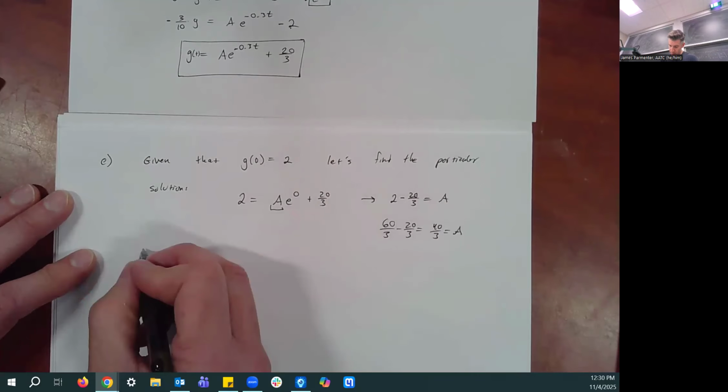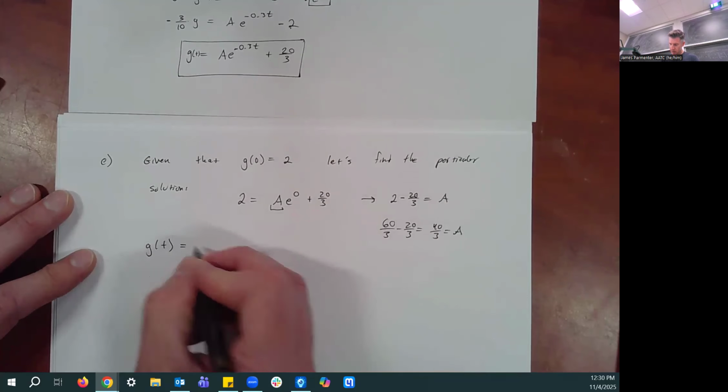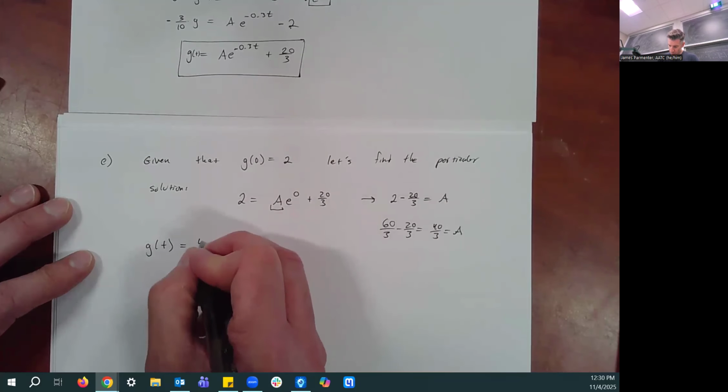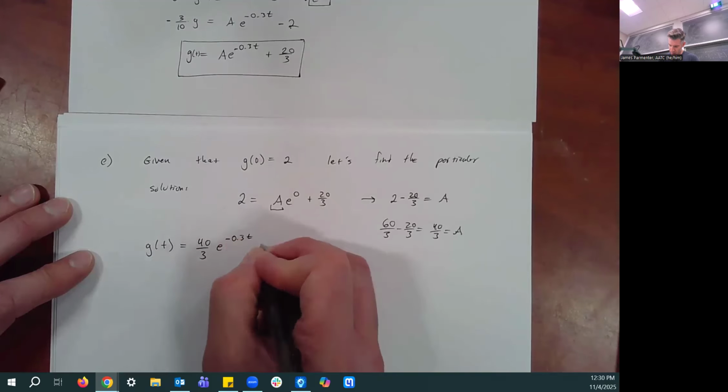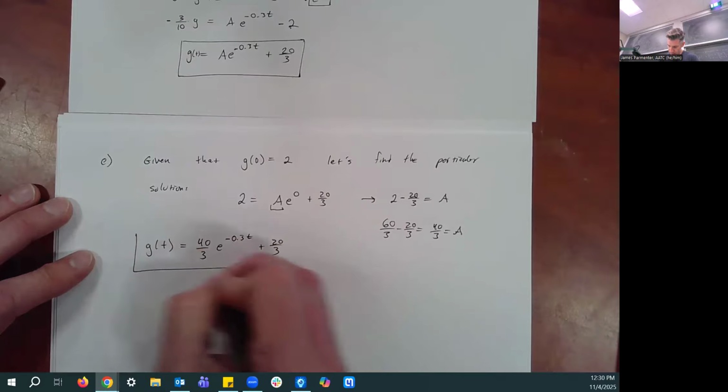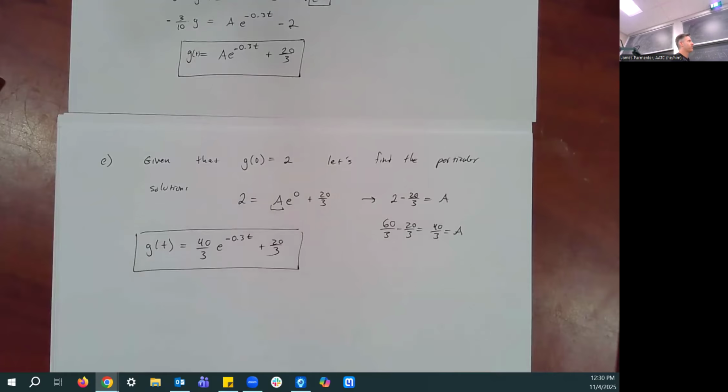So our solution for this situation is that g of t is equal to 40/3 e to the negative 0.3 t plus 20/3. Okay, it feels kind of like a lot of work. I will mention we could have done the other thing. We could have written the matrix, found the eigenvalues, found the eigenvectors, written the general solution, plugged in the initial conditions, and then found the actual solution. It's probably on par with that level of work. My opinion is it's just kind of interesting to see that we could do this a different way.